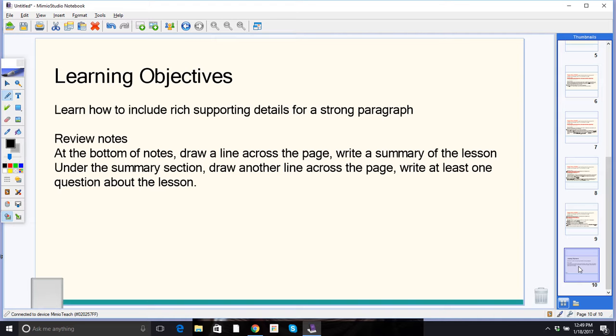After reviewing your notes and completing them, making sure they're complete, at the bottom, draw a line across the page and write a summary of the lesson, just 1 or 2 or 3 sentences. Under the summary section, draw another line across the page and write at least one question that you have about supporting details in a paragraph after watching this lesson.